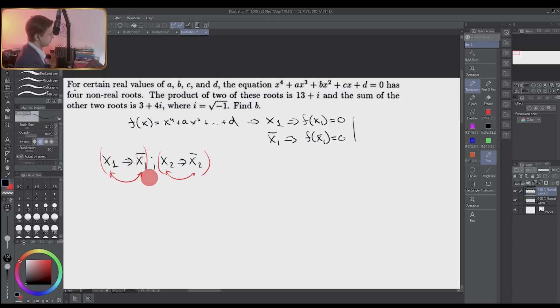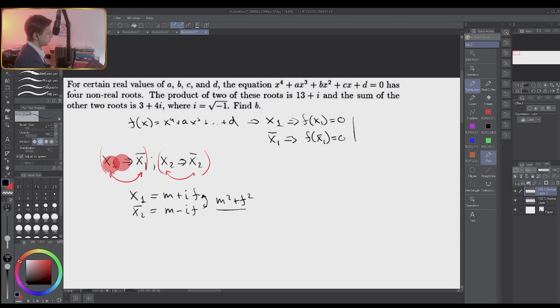For example, x1 times x1 conjugate. If x1 is a complex number, it looks like m plus if. The conjugate number is symmetrical with respect to the real axis, and it looks like this. The product of the two looks like m squared plus f squared if you multiply them, and it is always a real number because m and f are real numbers.